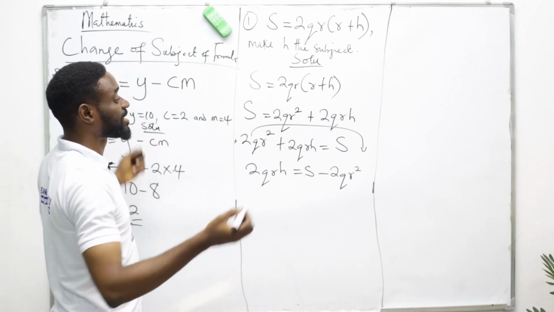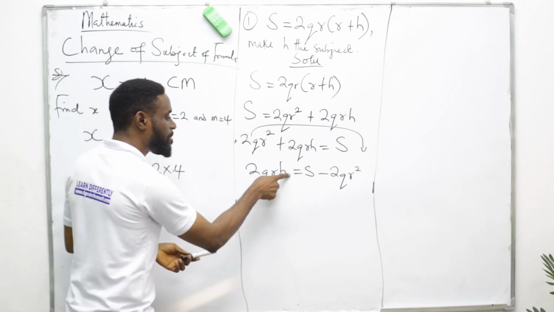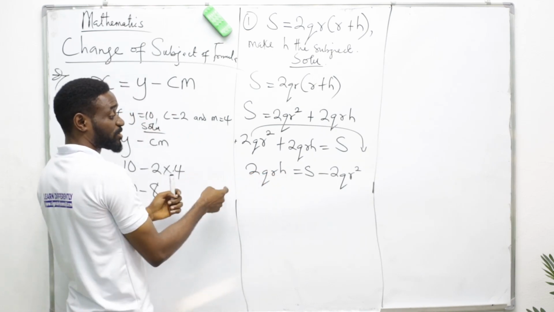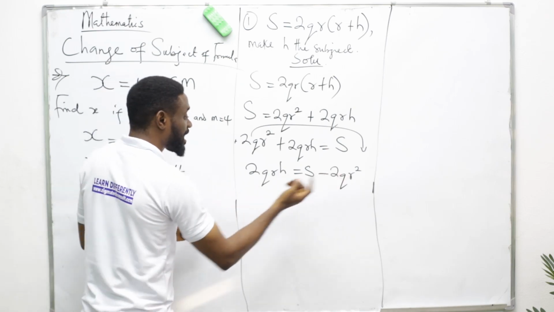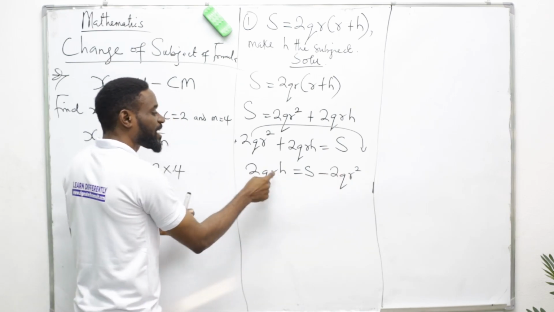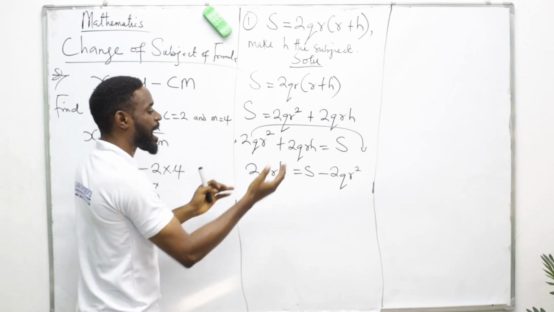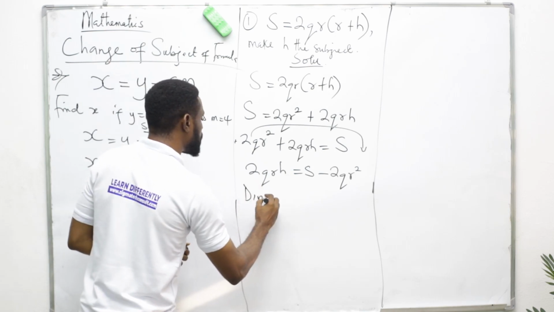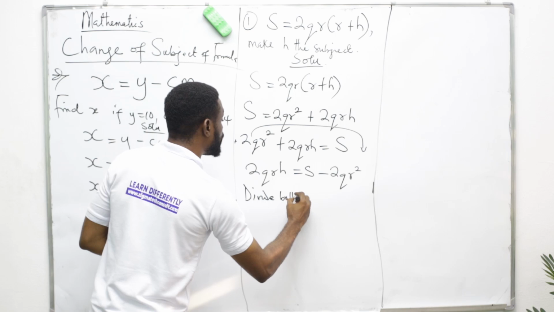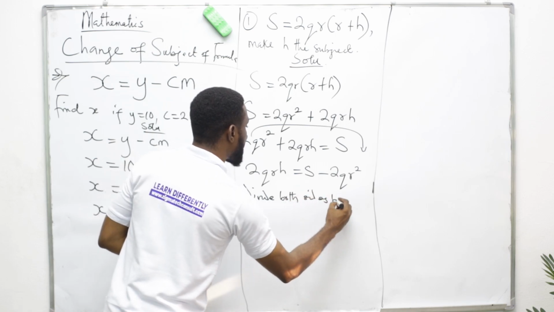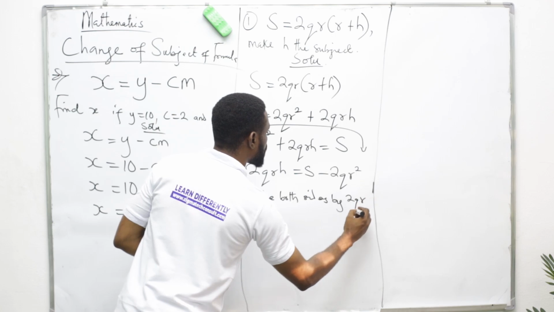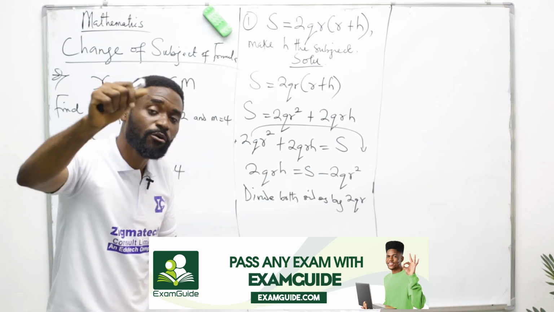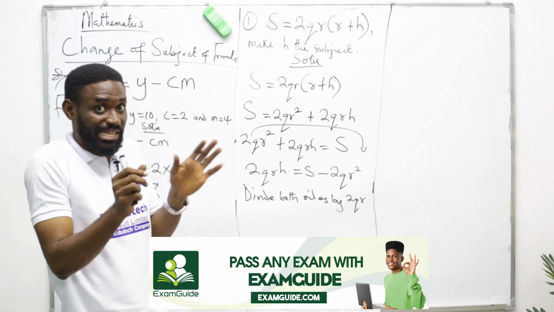All right. So the next thing we can do is, remember, this H has what is multiplying it here. So we can decide to divide both sides by 2QR. If we divide both sides by 2QR, this thing will go off and H will be alone here. So we say divide both sides by 2QR. Whatever you can do that is mathematically correct, that will make the unknown you are looking for stand alone as the subject, do it.